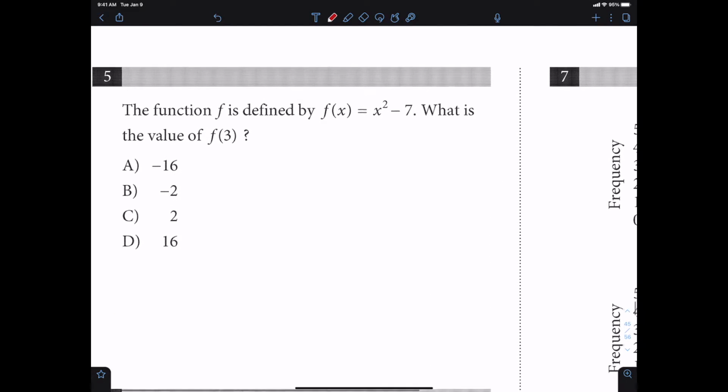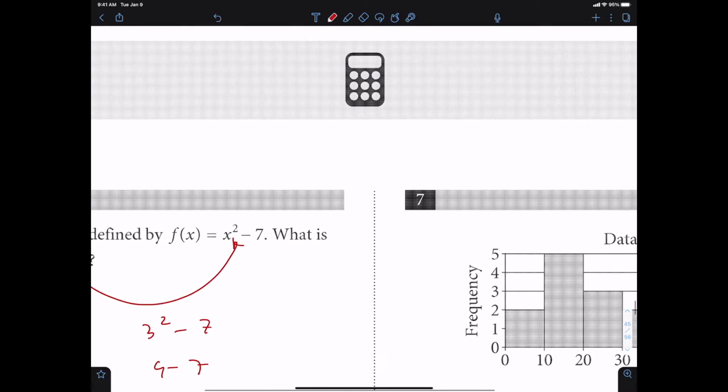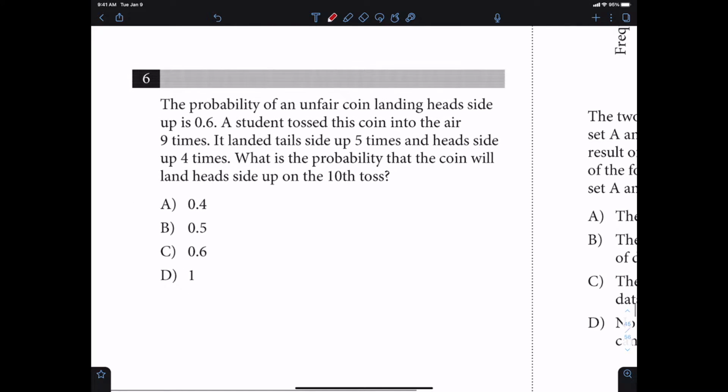The function f is defined by f of x equals x squared minus 7. What is the value of f of 3? Okay, cool. Plug in 3 for x. 3 squared minus 7. 3 squared is 9. 9 minus 7 is 2. Done.